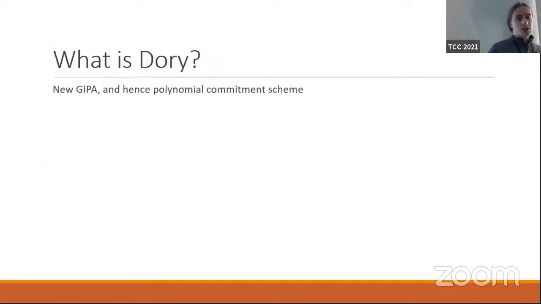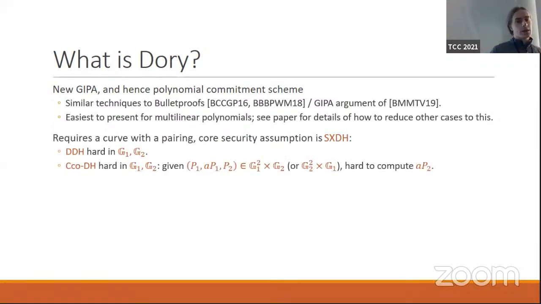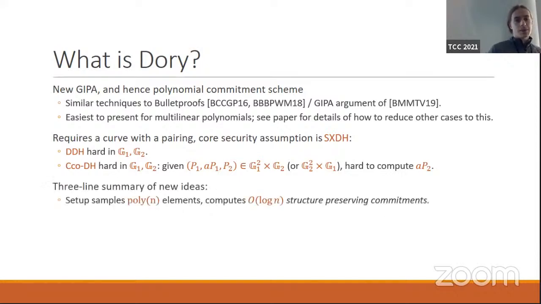So what is actually going on here? It's a new generalized inner product argument, and so we get a polynomial commitment scheme. It's morally very similar to Bulletproofs or the more recent generalized inner product arguments. The easiest way to think about this is multilinear polynomials, but the paper has details on how to do everything. So what do we need? We need SXDH, so nothing too unusual.